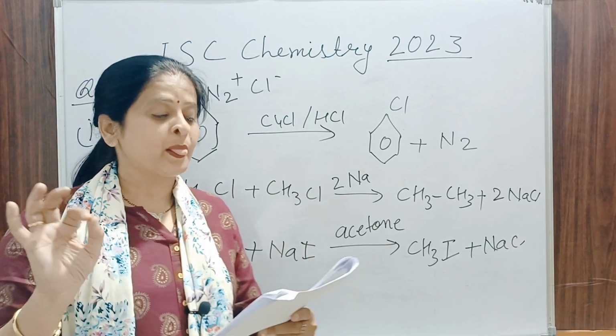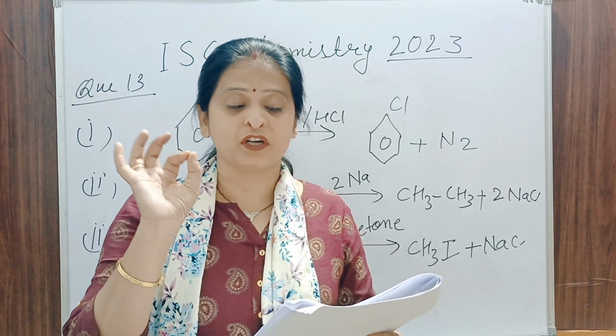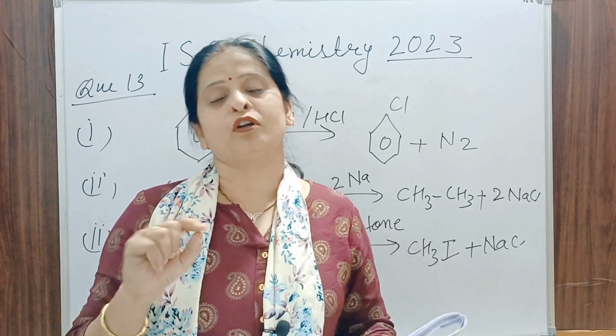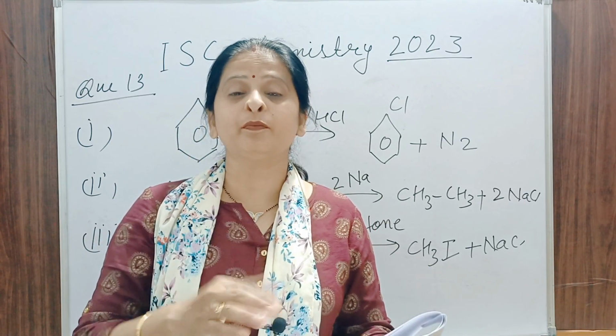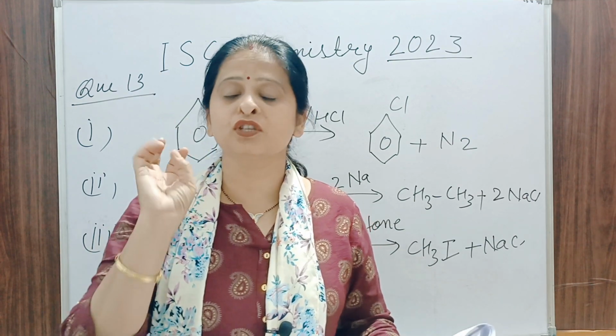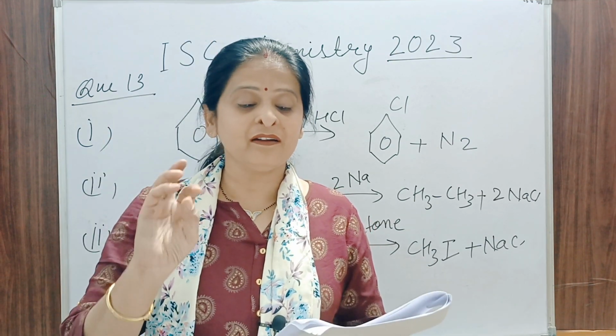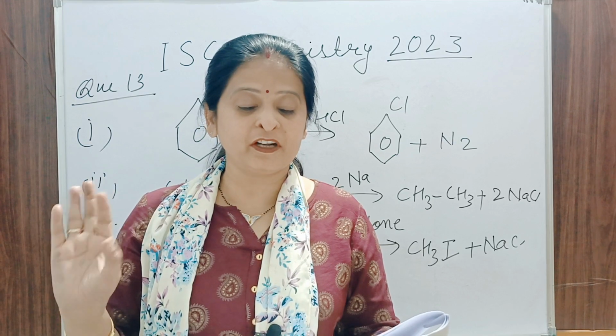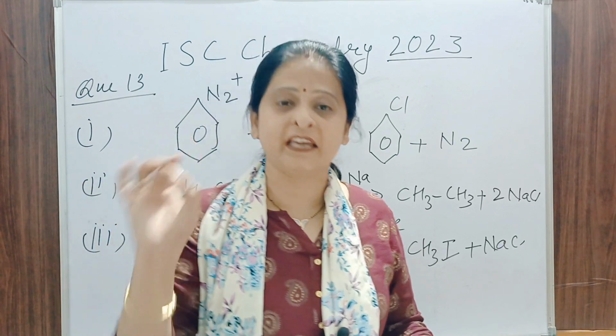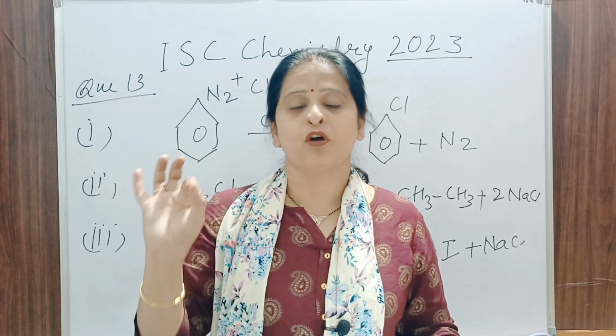Next, the third one is: give an example each of water soluble vitamins and fat soluble vitamins. So vitamins B and C are the water soluble vitamins. Then vitamins A, D, E and K are the fat soluble vitamins.